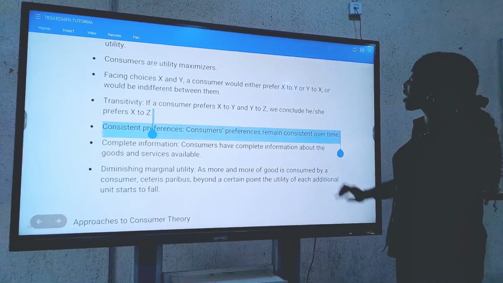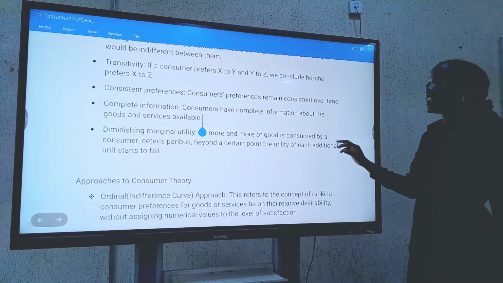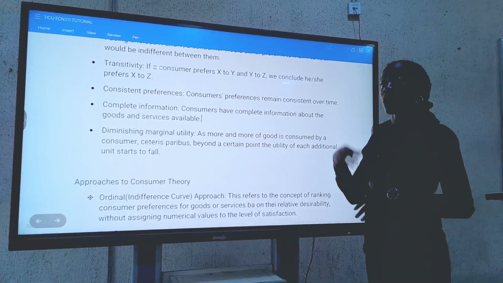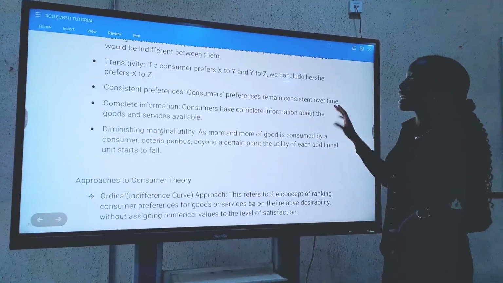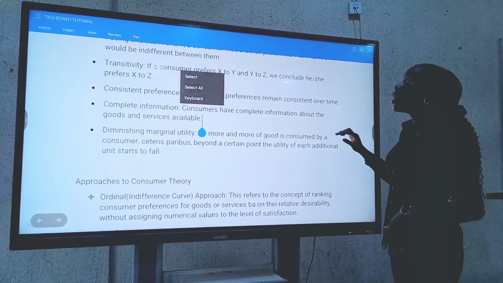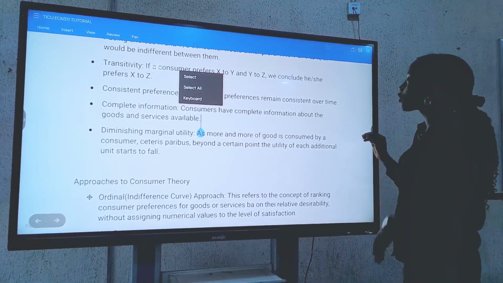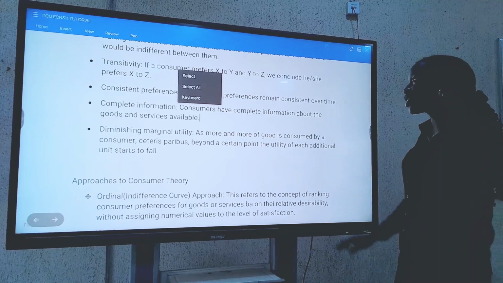Then consistent preferences. It is assumed that consumers' preferences remain consistent over time. That means if I prefer wine to water today, tomorrow I'll prefer wine to water, next day I'll prefer wine to water. That's basically what this assumption is talking about. Then complete information. It is assumed that consumers have complete information about the goods and services available.